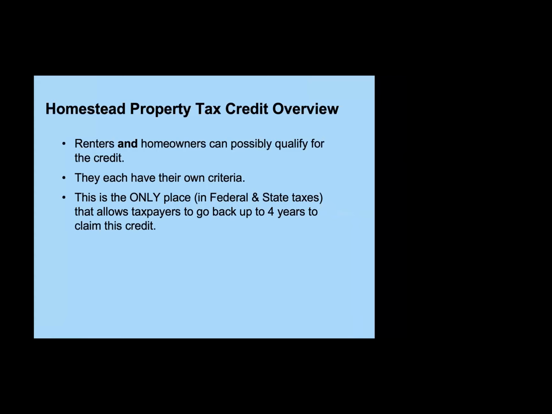This is a long-standing problem. The term homestead, many people think you have to own a home, but renters and homeowners both qualify. They each have their own criteria. And importantly, you can go back 4 years. This is the only place in federal and state taxes that you can go back 4 years. In most other places, it's 3. And for the home heating credit, you can't go back. But every year, we have examples of clients where we go back 4 years. We had a few last year again.